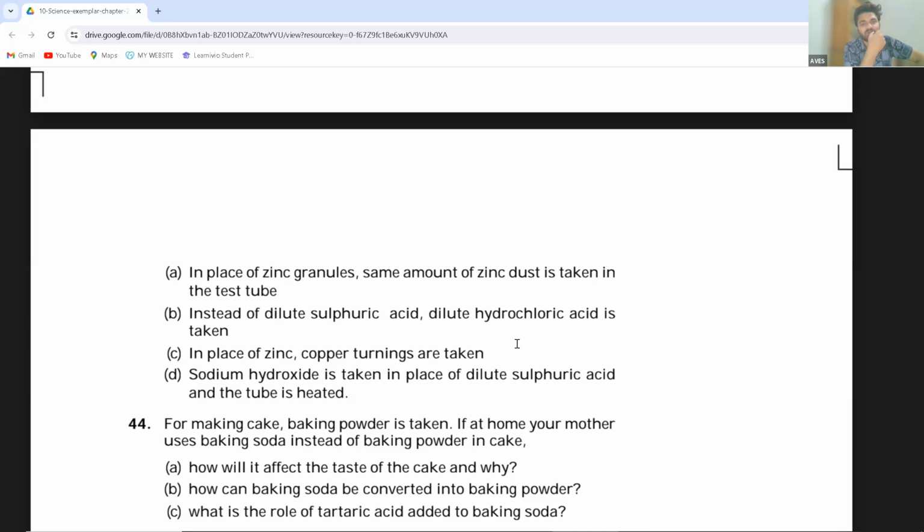Check in your copy what we are studying. Sodium hydroxide reacts with zinc. Sodium zincate plus hydrogen gas is released. So hydrogen gas will be produced. Sir, will it be less hydrogen gas? The question is asking only whether hydrogen gas will be produced or not. It will produce. Okay, sir.